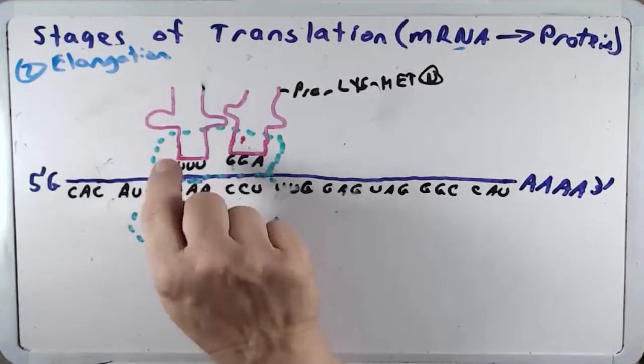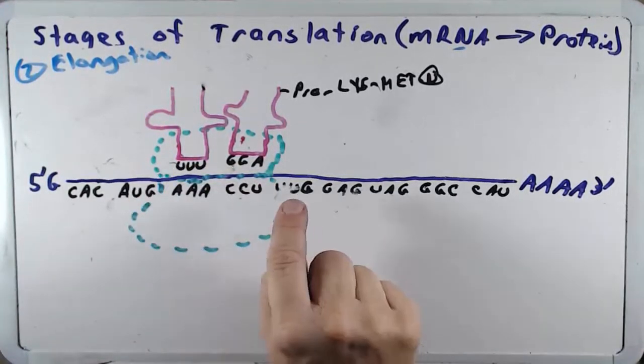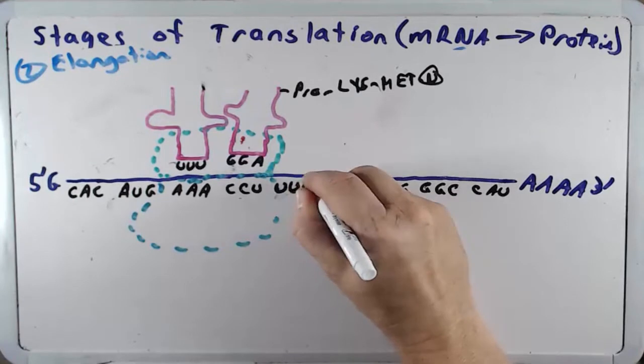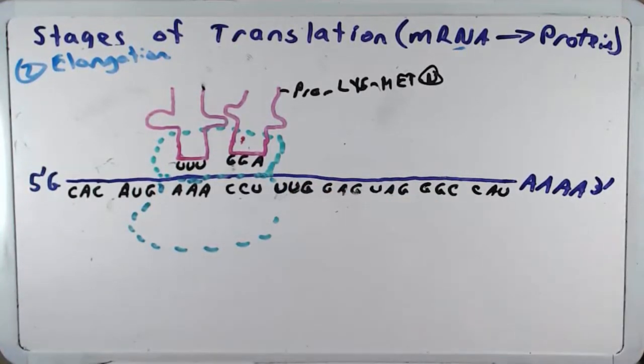This tRNA in this spot of the ribosome is kicked out, and it'll move down one, opening up this UUG codon, which will bring in the next amino acid. Then it'll go to GAG, bring in the next amino acid. It'll keep doing this until it hits a stop codon.